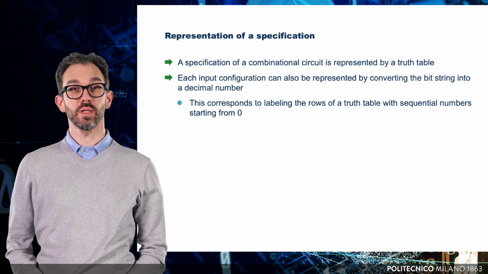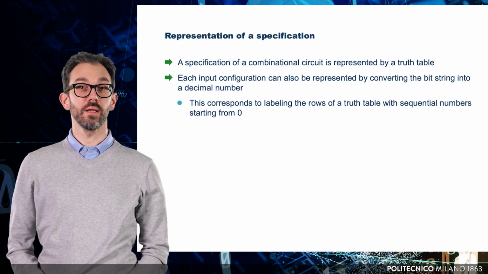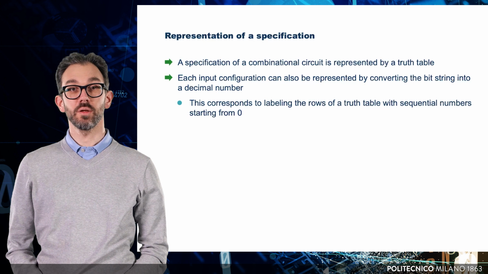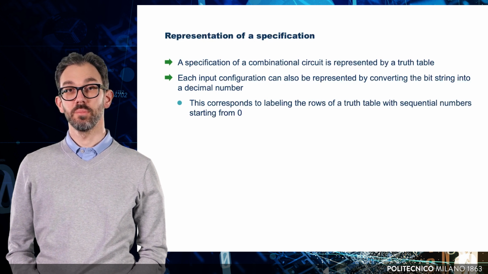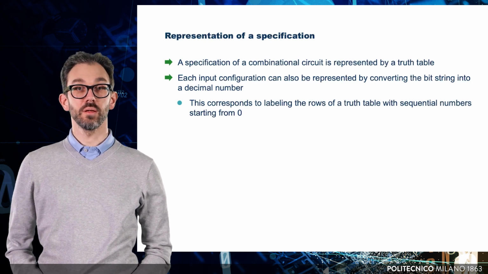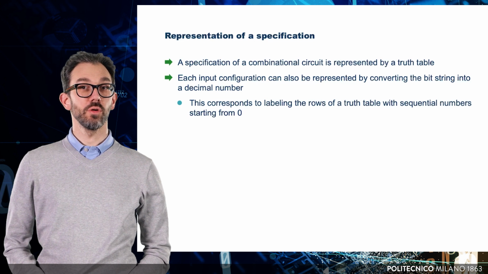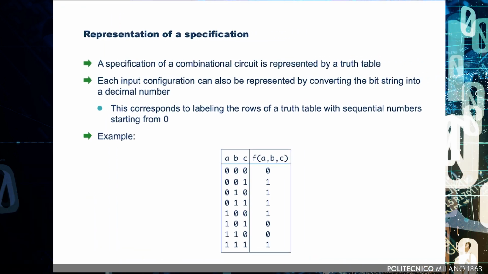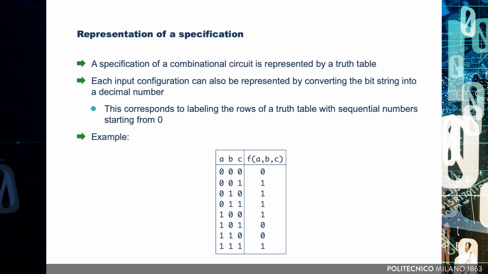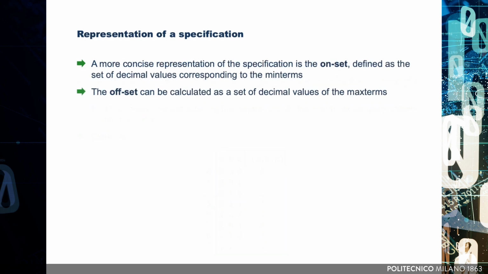Given a truth table, we can also refer to a row more compactly by using the decimal number obtained by converting the bit string corresponding to the inputs. In other words, we label all rows with sequential numbers starting from 0. Here is an example of a truth table. As you can see, we can number the rows sequentially from 0 to 7. The truth table has a number of rows that grows exponentially with the number of inputs.